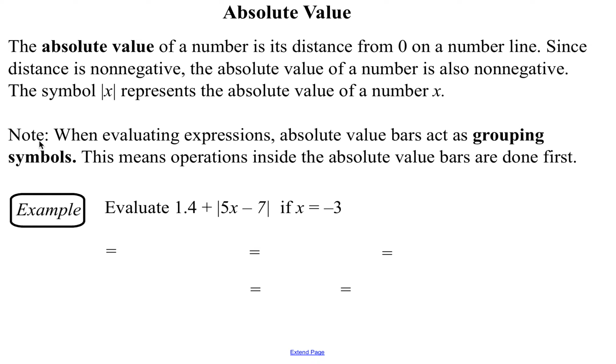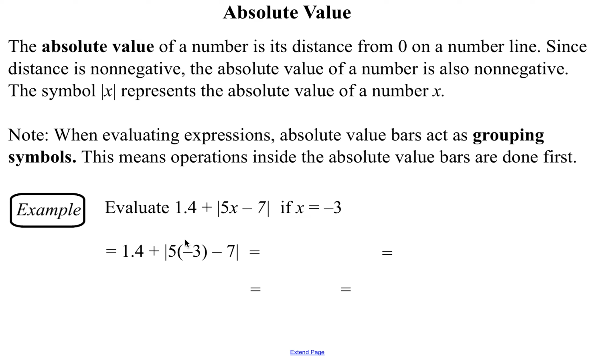I have one note here for you. When evaluating expressions, the absolute value bars act as a grouping symbol. So that means that you have to do the stuff inside the absolute value bars first whenever you have those. So here's an evaluate problem, just an example of how we would evaluate if x is equal to -3. And that just means wherever there's an x, we're going to plug in the value -3. And so I've rewritten that here.